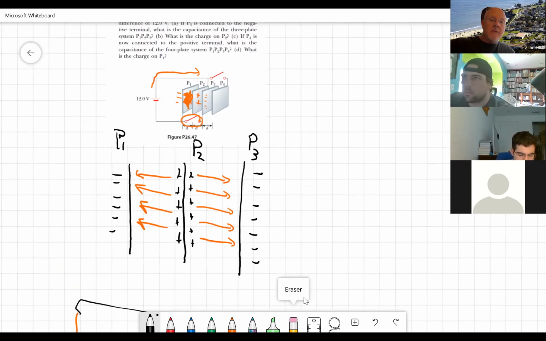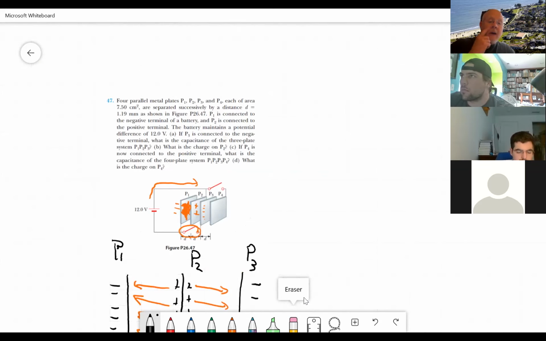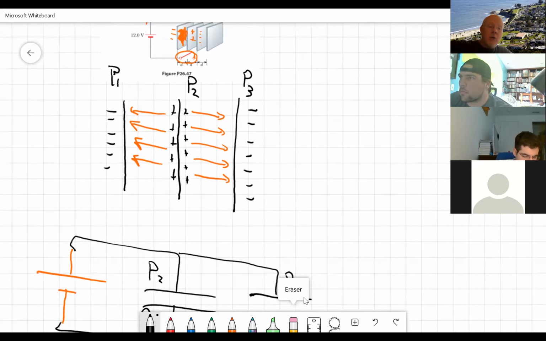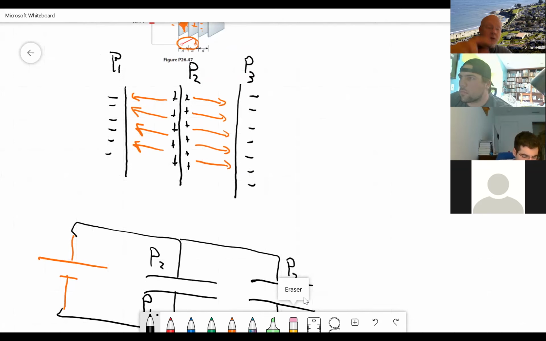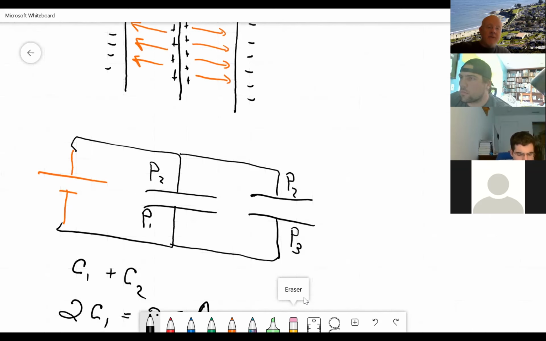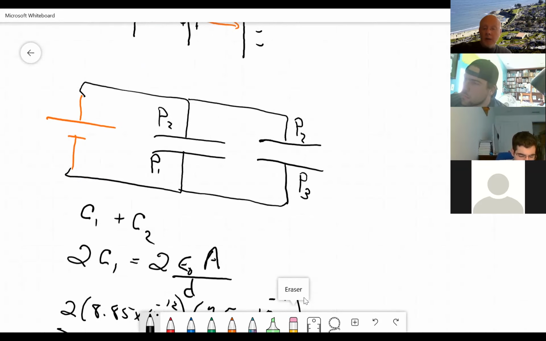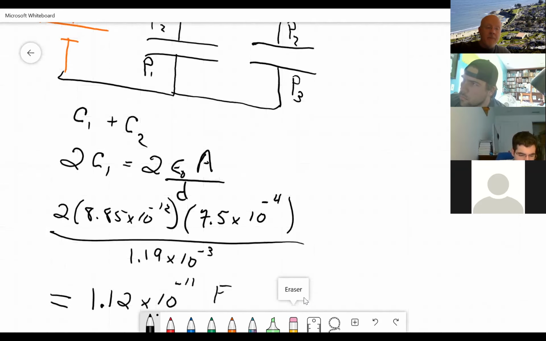Let me come back to the question. Part A, if P1 is connected to the negative, what is the capacitance of the 3? So I did that. And then B, what is the charge on P2? So P2, coming back to this picture, is actually the sum of the charges on both of them when I draw it in this way. Or another way of saying the same thing, it's double the charge on one of them.